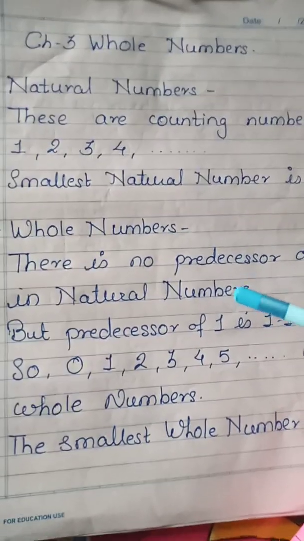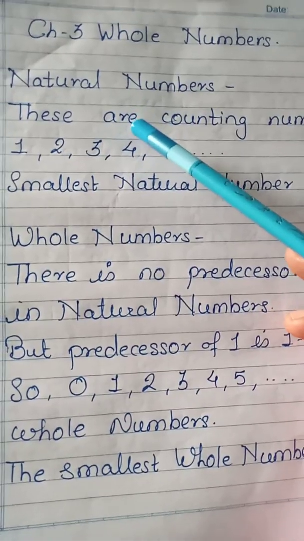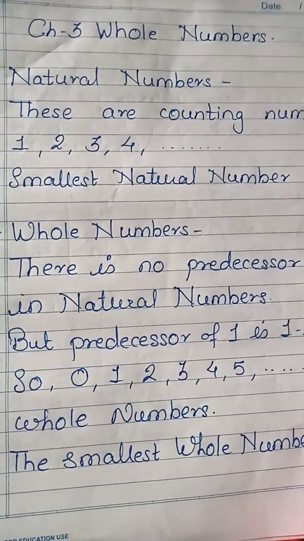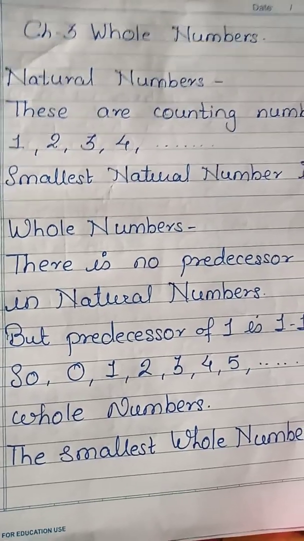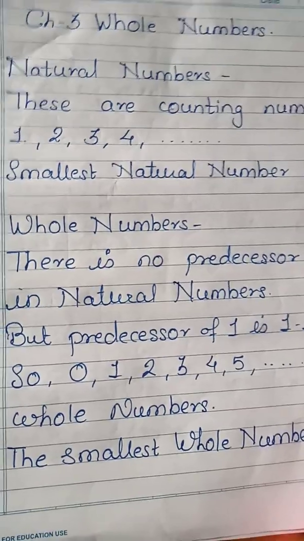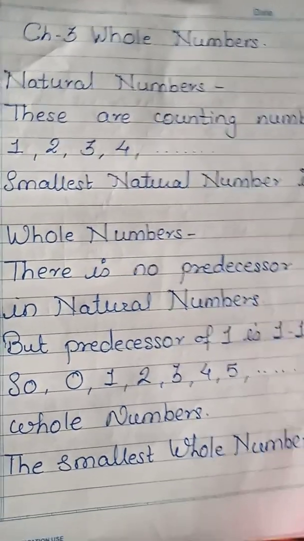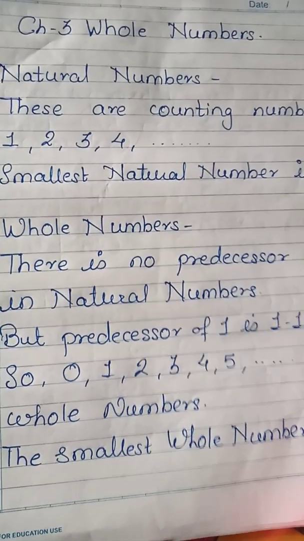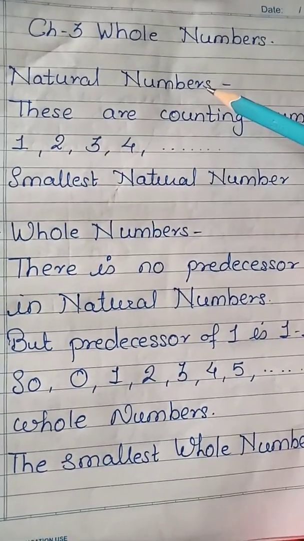These numbers are called natural numbers. We can count these numbers actually. You can count these on fingers, using grains, using pencils, any object. You can actually count these numbers. So these counting numbers starting from 1 are called natural numbers.